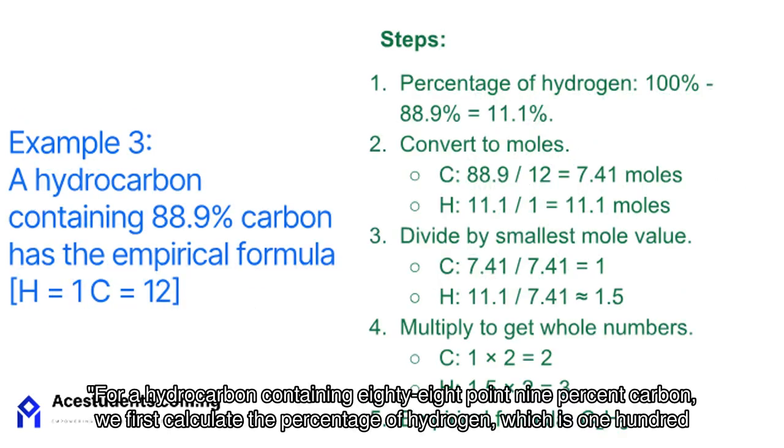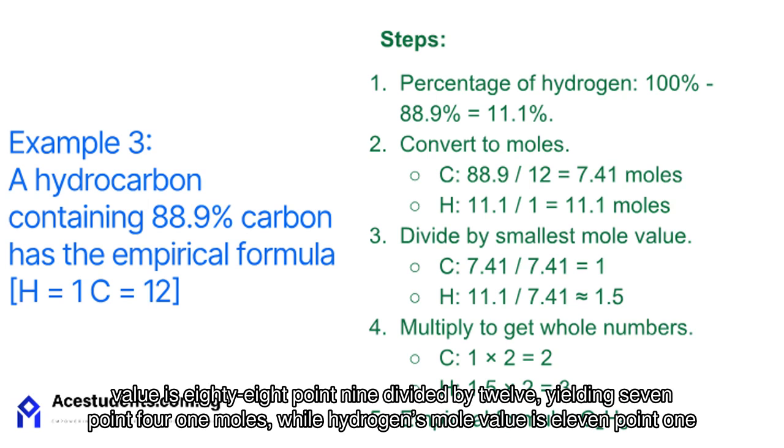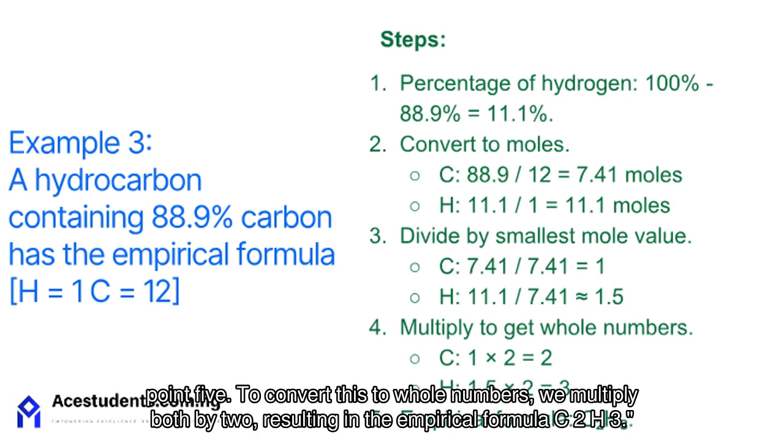For a hydrocarbon containing 88.9% carbon, we first calculate the percentage of hydrogen, which is 100% minus 88.9%, equaling 11.1%. We then convert these percentages to moles. Carbon's mole value is 88.9 divided by 12, yielding 7.41 moles, while hydrogen's mole value is 11.1 divided by 1, giving 11.1 moles. Dividing each by the smallest value, 7.41, results in a ratio of 1 to 1.5. To convert this to whole numbers, we multiply both by 2, resulting in the empirical formula C2H3.